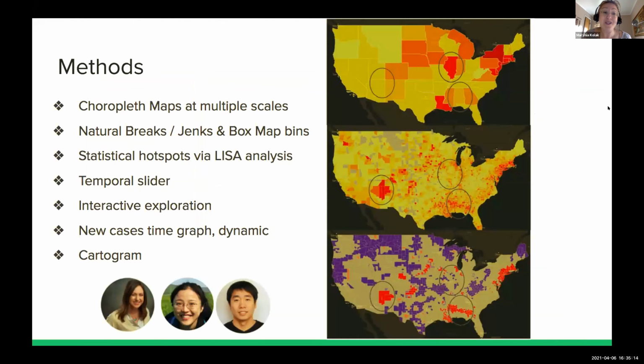I've already talked about some of these methods, but a big feature of this is keeping things interactive and exploratory so that the user can use all the information that's available on the atlas to explore to their heart's content and really dive into their specific question.